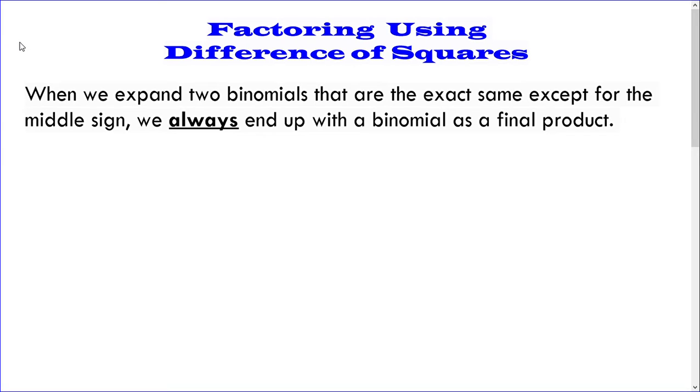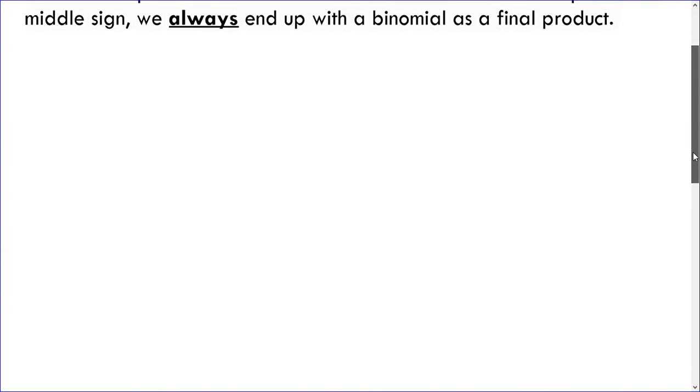Alright, hey folks, so we're going to go through some factoring using difference of squares. When we expand two binomials that are the exact same except for the middle sign, we always end up with a binomial as a final product. This difference of squares approach is a very specific type of problem. We'll see as we go through this step with FOIL how these parts can cancel each other out.